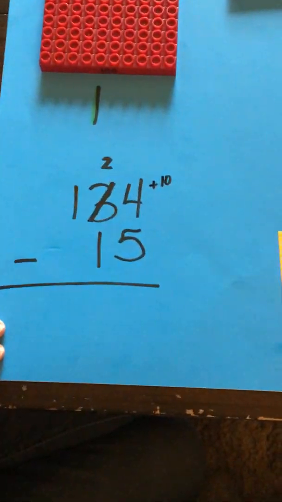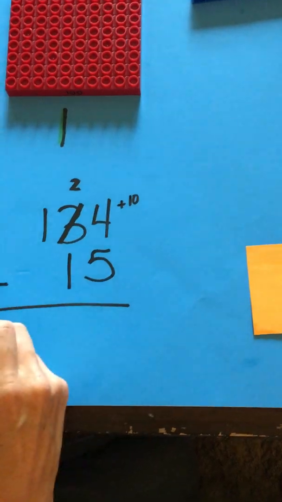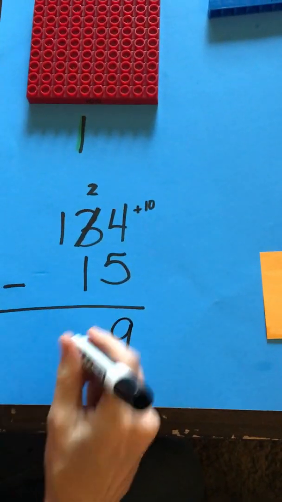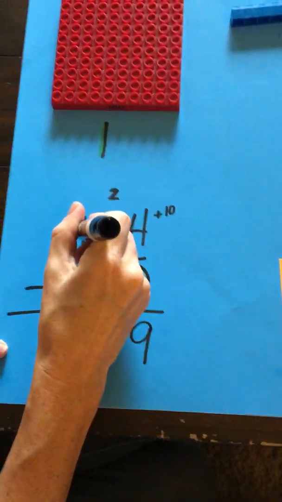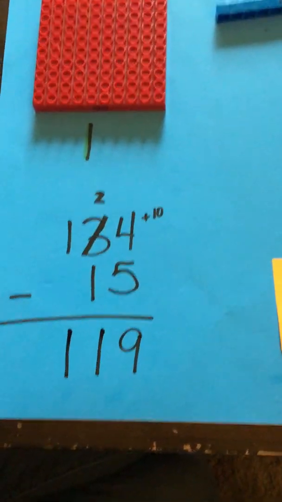There are no hundreds to take away, so then we're going to start here to solve our equation. We have 14 minus 5. We have 2 tens minus 1 ten. And we have 1 hundred take away 0 hundreds, equaling 119.